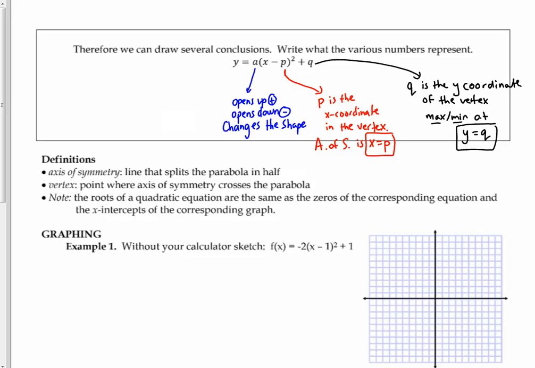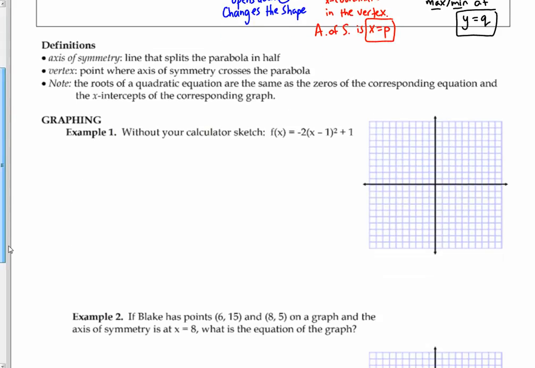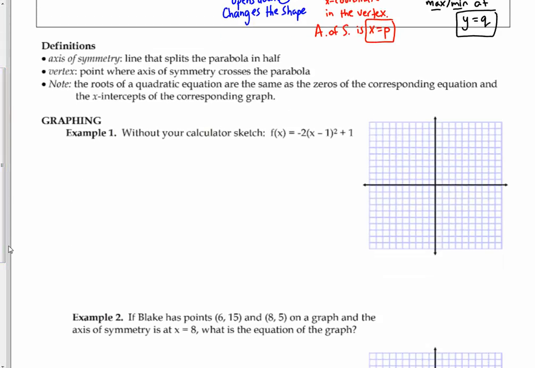So let's get to some math. All right, let's do this next one really quickly. Without using your calculator, we're going to sketch this. So the first thing we want to do is figure out what? The vertex. This is vertex form, so let's figure out the vertex. What is the vertex?